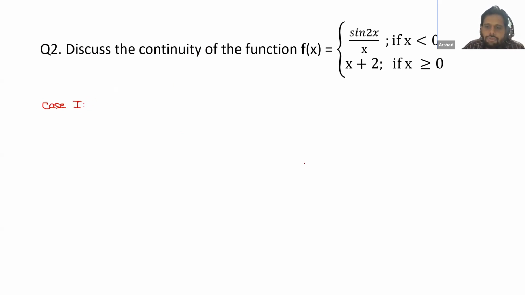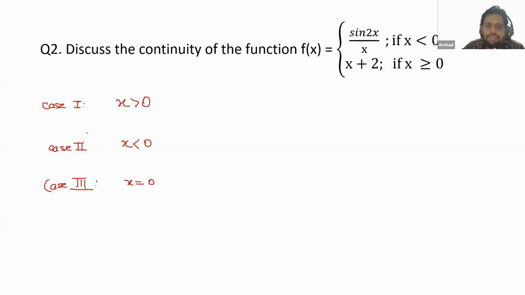As in the previous question, we have formed 3 cases. So Zephyr, can you tell me what the cases are here? Atif, can you tell me what cases we will form? X will be greater than 0, x will be less than 0, and x will be equal to 0. Very good. Greater than 0, less than 0, and equal to 0.